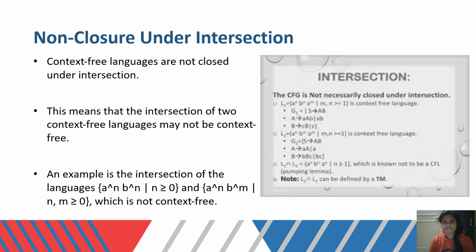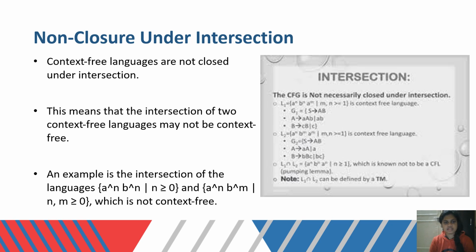So far we have learnt about the closure properties which come under union, concatenation and Kleene star. Now we are referring to the non-closure under intersection. Context-free languages are not closed under intersection. This means that the intersection of two context-free languages may not be context-free.